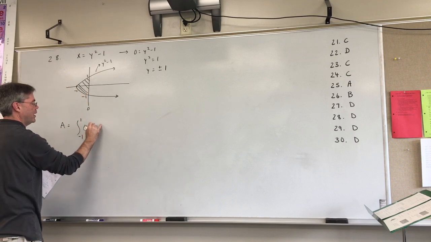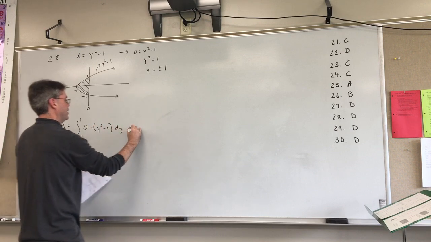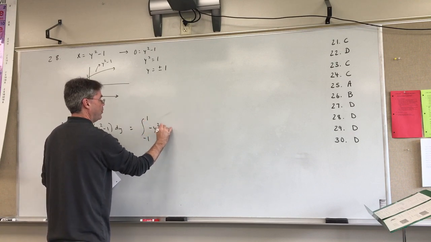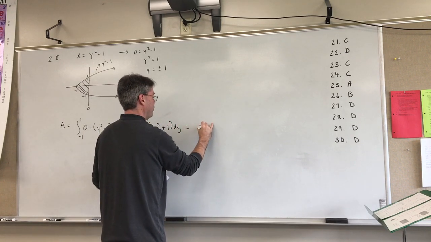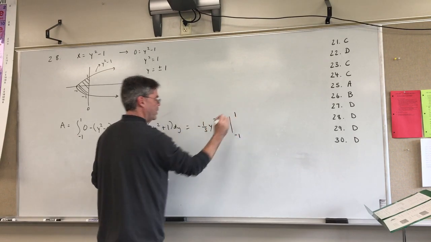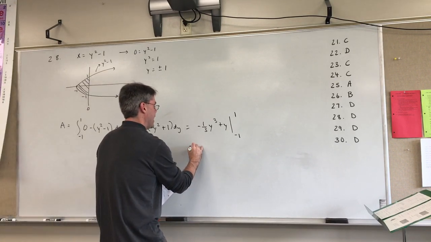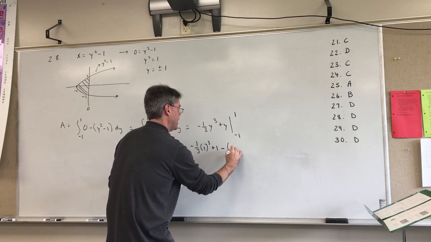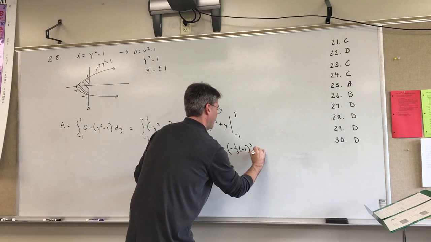Right is 0, left is y squared minus 1. So that's the integral from negative 1 to 1 of negative y squared plus 1 dy. That's negative 1/3 y cubed plus y from negative 1 to 1. All right, let's plug that in. Negative 1/3 times 1 cubed plus 1, minus negative 1/3 times negative 1 cubed plus negative 1.